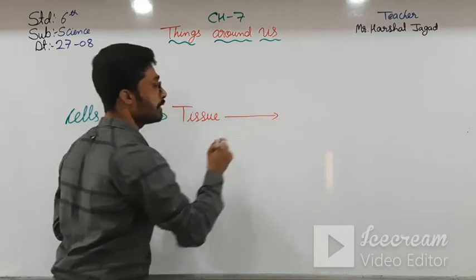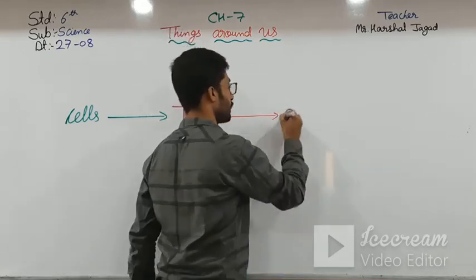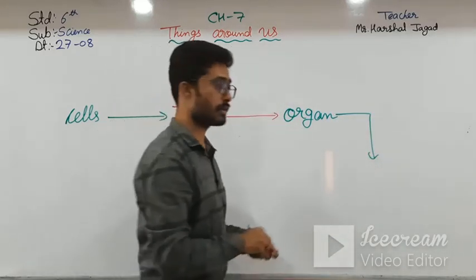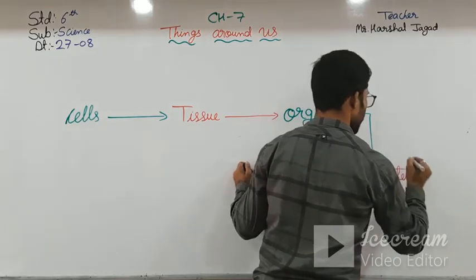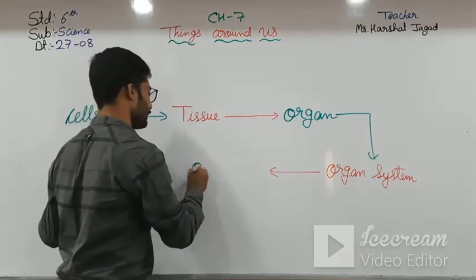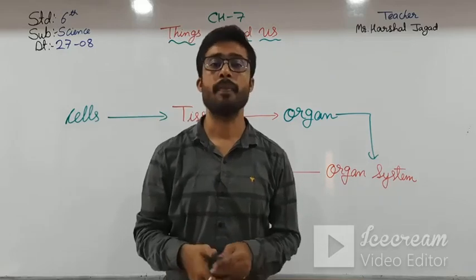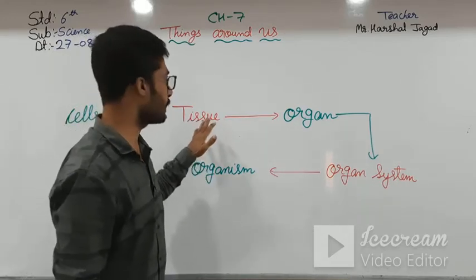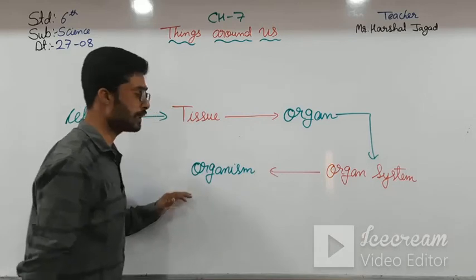And similar tissues with similar functions form what? Tissues form an organ. Organs together form an organ system. And different organ systems form the organism. So this is the organism. What we have seen: first of all the cell, then similar cells together form a tissue, similar tissues form the organ, this organ forms the organ system, and at last it becomes the organism.